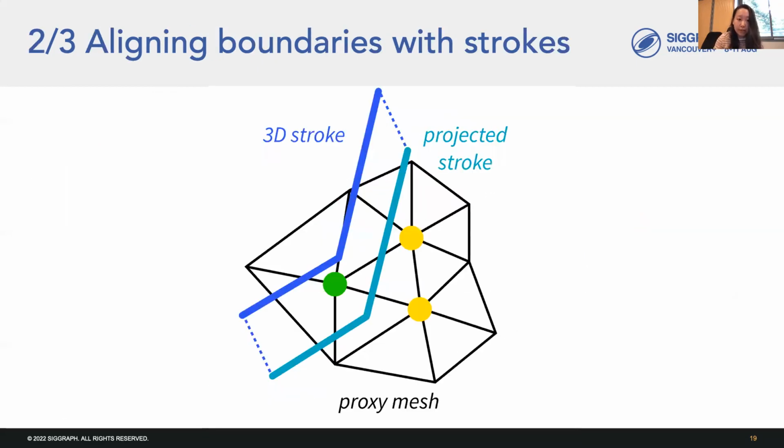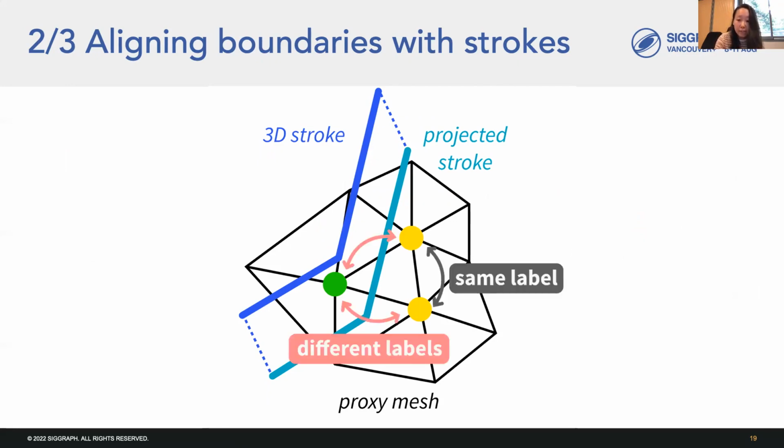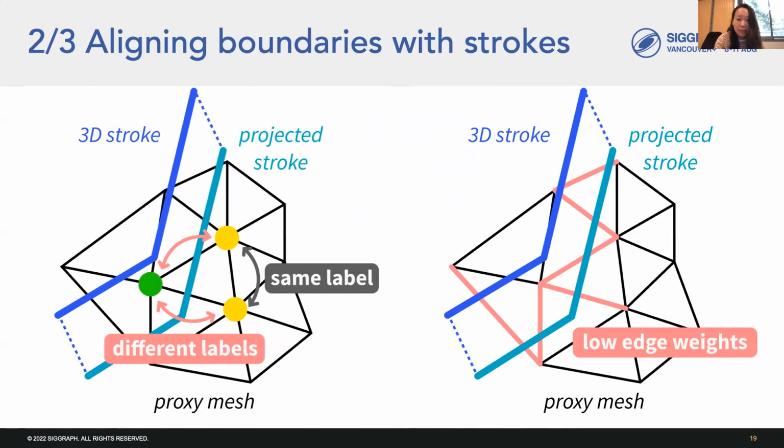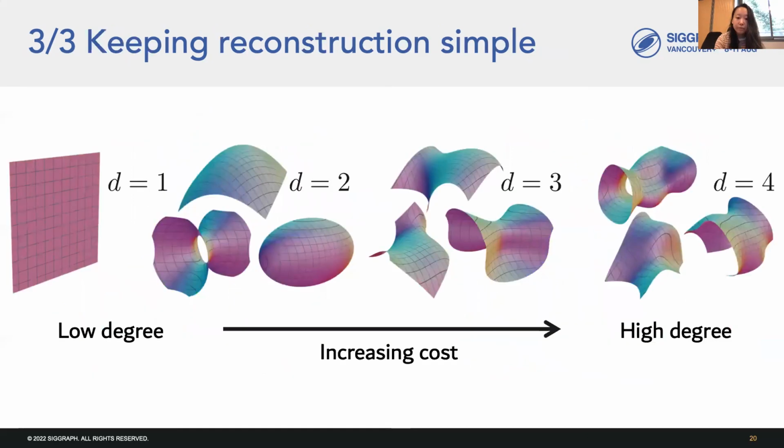About the second objective, we are inspired by classic work on edge-aware image segmentation. And we achieve alignment of boundaries with strokes by encouraging neighboring vertices to share the same label, unless they are separated by a stroke. Concretely, we do that by assigning a weight to each edge of the mesh, using a low weight if the edge is crossed by a projected stroke segment and a high weight otherwise. Smoothness of the segmentation away from strokes can then be measured as a sum of the weight of all mesh edges which lie across a boundary between regions.